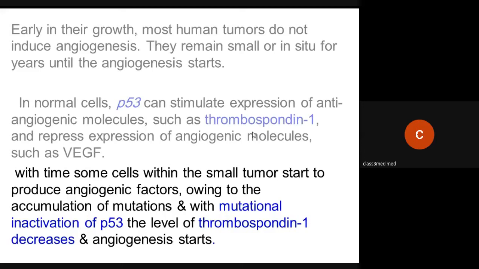So the tumor at the beginning remains small and localized because the P53 is still active and producing thrombospondin-1. With time, with the accumulation of mutations, there will be mutational inactivation of the P53 gene and protein. So with the mutational inactivation of P53, there will be decreased synthesis of thrombospondin-1, which is an angiogenesis inhibitor, and increased synthesis of vascular endothelial growth factor, and angiogenesis starts.